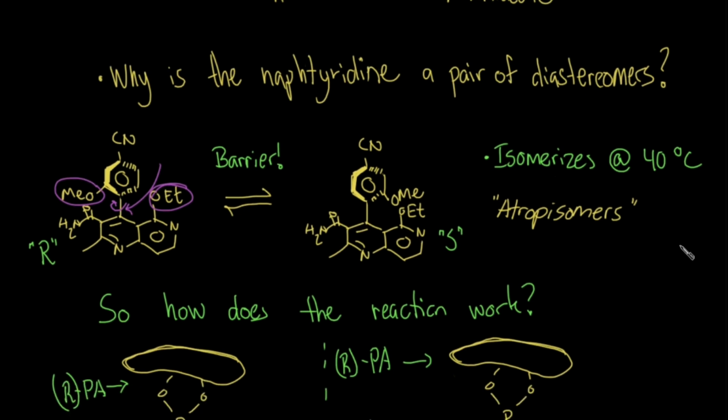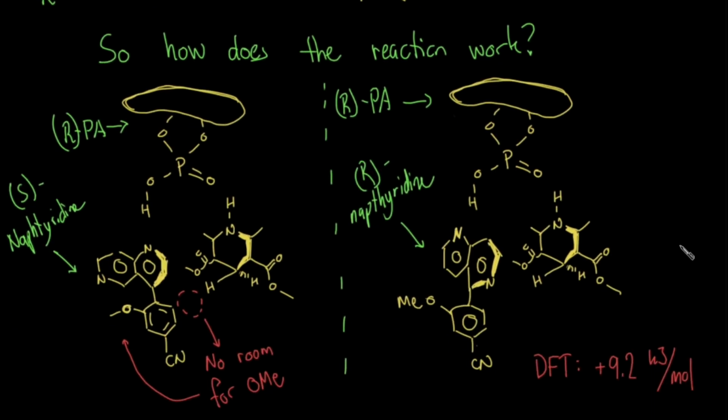So how does this transfer hydrogenation in fact work? This is also going to be a lot to take in, but I'll try to take you through it as best as I can. I've simplified the phosphoric acid catalyst as this weird blob with a phosphoric acid part on it. Just remember that it's chiral and it's very big. Then we have the S atropisomer of the naphthyridine, and we have the Hantzsch ester over here. And the same over here on the right side, we have the Hantzsch ester, we have the same R phosphoric acid, and we have the other atropisomer of the naphthyridine.